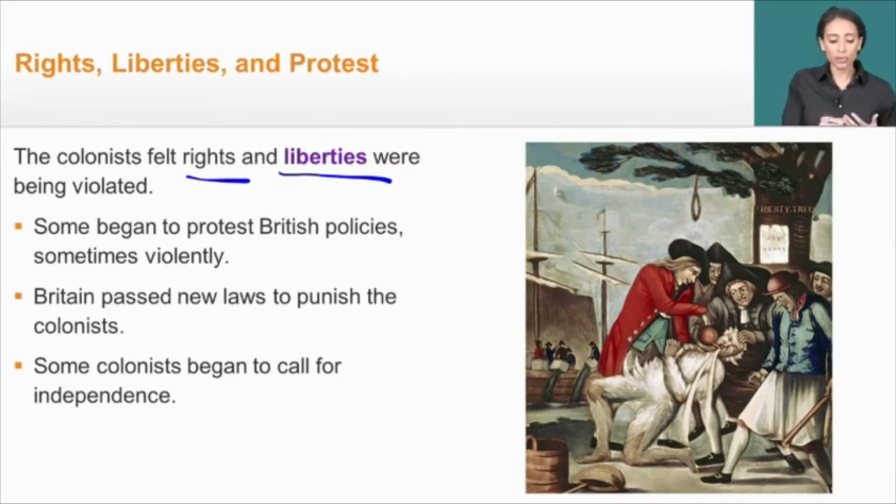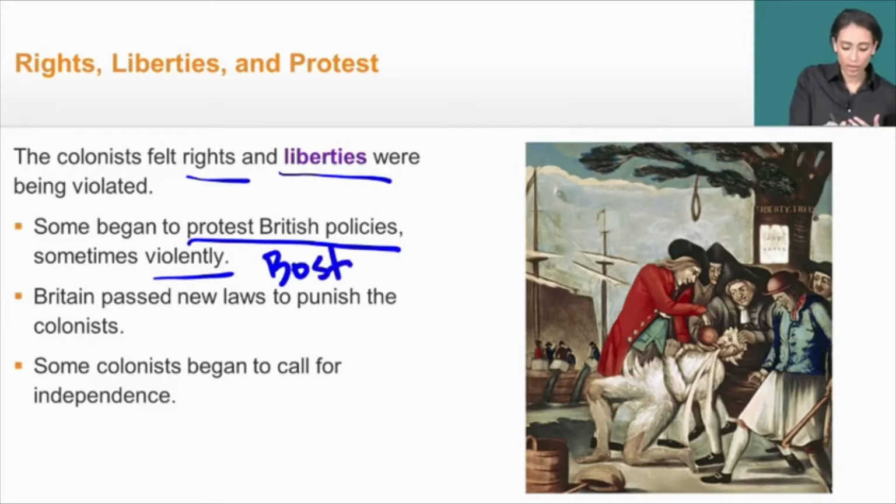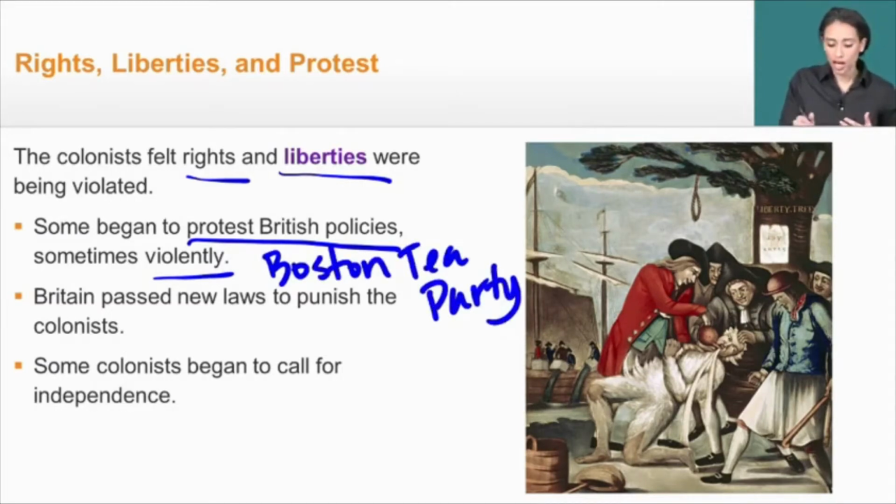And so they begin to protest British policies, sometimes violently, like in the form of tarring and feathering, in the Boston Tea Party, for example. And as a result, and we'll make sure we remember, the Boston Tea Party was one of these major turning points in this conflict between the Americans and the British.